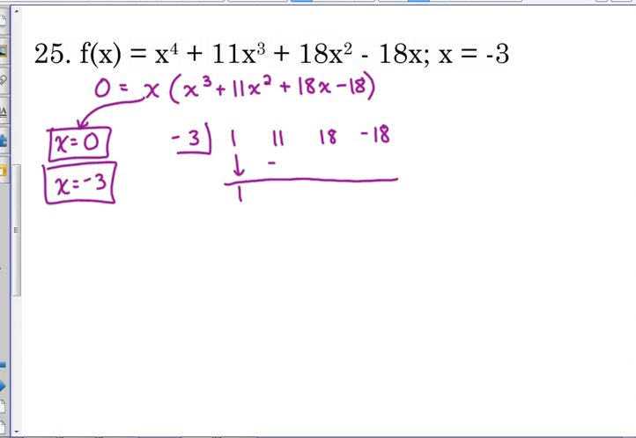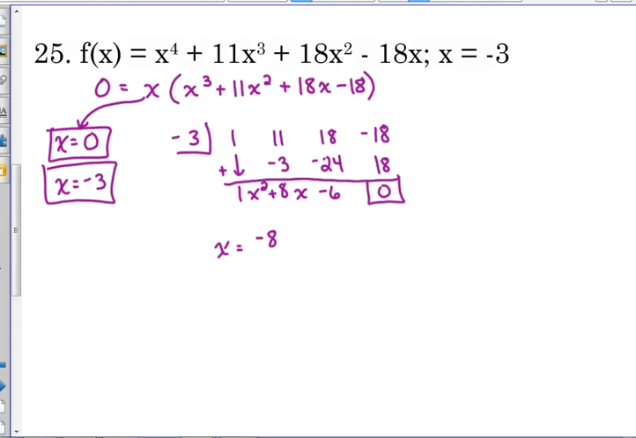So bring down the 1, multiply by the number on the shelf, add, multiply, add, multiply, add. You better get 0 at the end. Now, y'all know that synthetic division does not always result in a remainder of 0, but in these cases it should, because negative 3 is a 0. We reduce the degree, so that becomes x squared plus 8x minus 6. Again, you can try and factor it, but these are not going to be factorable. So we go to the quadratic formula.